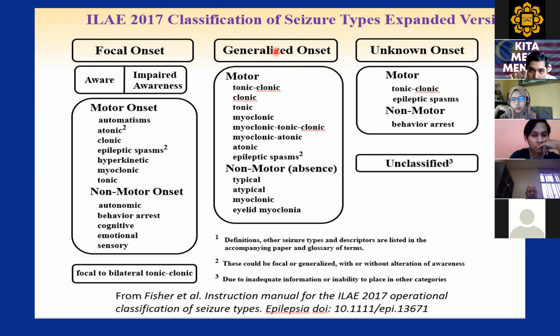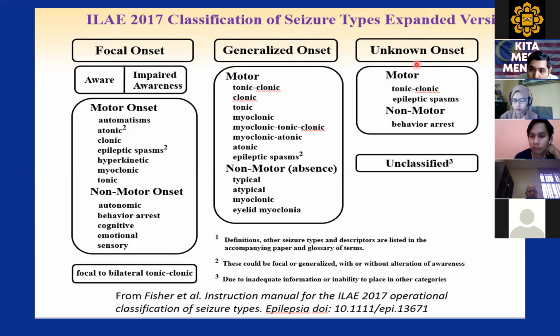Non-motor is also known as absence seizure. So for generalized onset motor, tonic-clonic is the most common generalized seizure that happens. And then for non-motor, which is absence seizures, also known as petit mal seizures. Absence seizure is a seizure that causes a short period of blanking out or staring into space. So basically, it only affects the person's awareness of what is going on at that time, and then there will be immediate recovery.